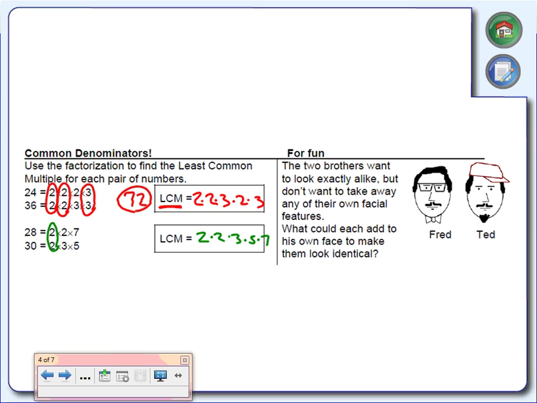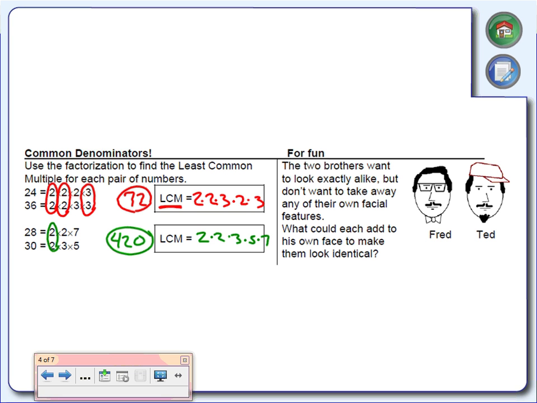So what do you get when you multiply all those numbers together? 2 times 2 times 3 times 5 times 7. What is it? 420. So believe it or not, the smallest number that 28 and 30 would go into evenly is 420. So we're going to take the same approach in finding our least common denominator in our rational expressions.